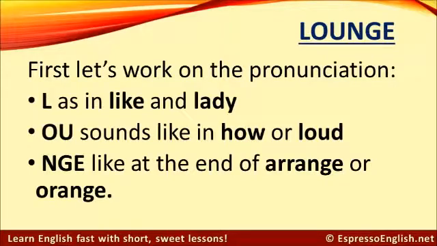First, let's work on the pronunciation. The letter L sounds like in the words like and lady. The OU has an ow sound, like in the words how or loud. And the letters NGE are like at the end of arrange or orange. Say the word after me, lounge.